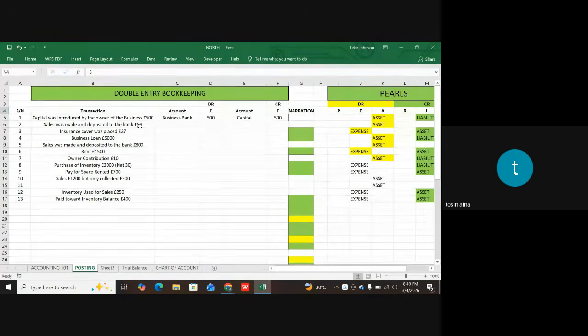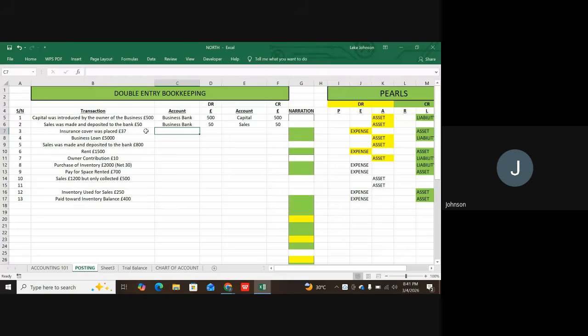The bank and the sales. Okay, so which of the accounts is going to be debited? Which of the accounts is going to be credited? The bank will be debited while the sales will be credited. Okay, thank you. So business bank is going to be debited by 50, while the sales account is going to be credited by the same 50. So everything is looking fine, okay? Sorry, I said 50 and I'm putting 500 by 50, so it's fine.